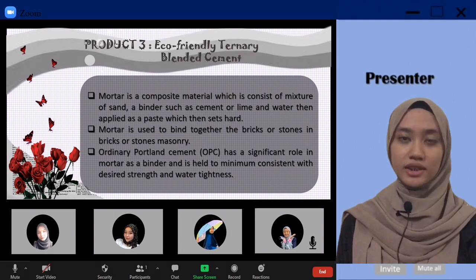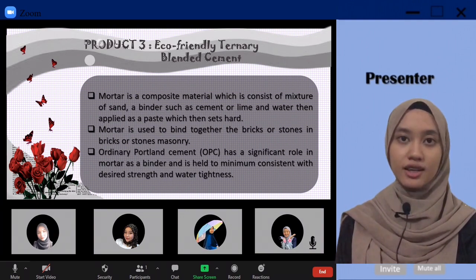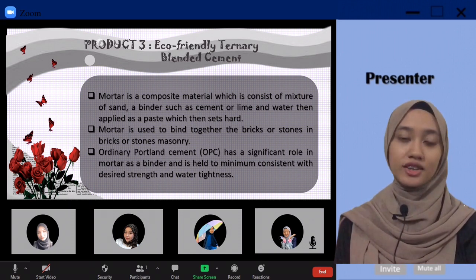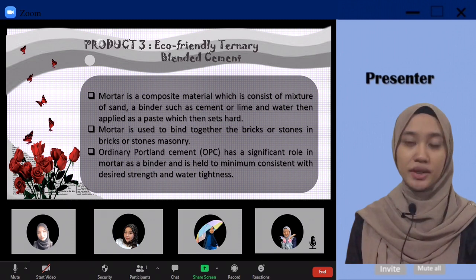Mortar is a composite material which consists of a mixture of sand, a binder such as cement or lime, and water, then applied as a base which then sets hard. Ordinary Portland cement, or OPC, has a significant role in mortar as a binder and is held to a minimum consistent with desired strength and water tightness.